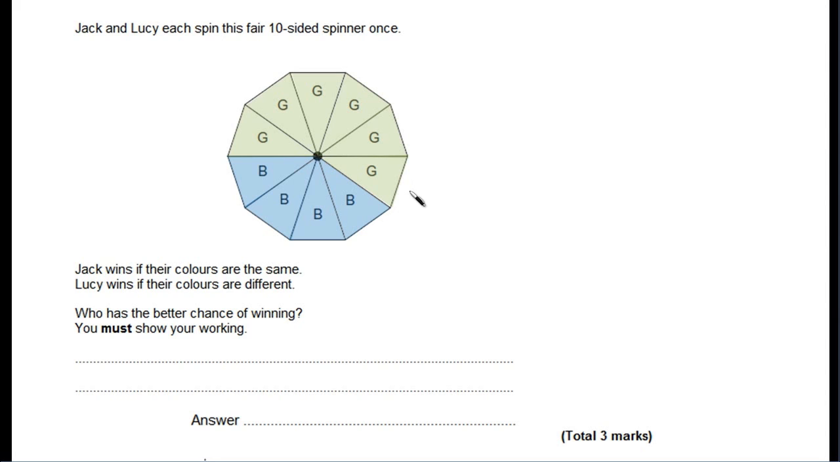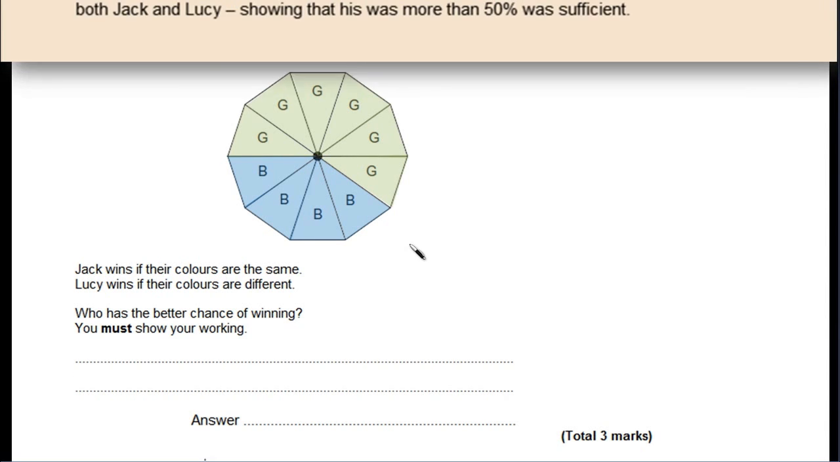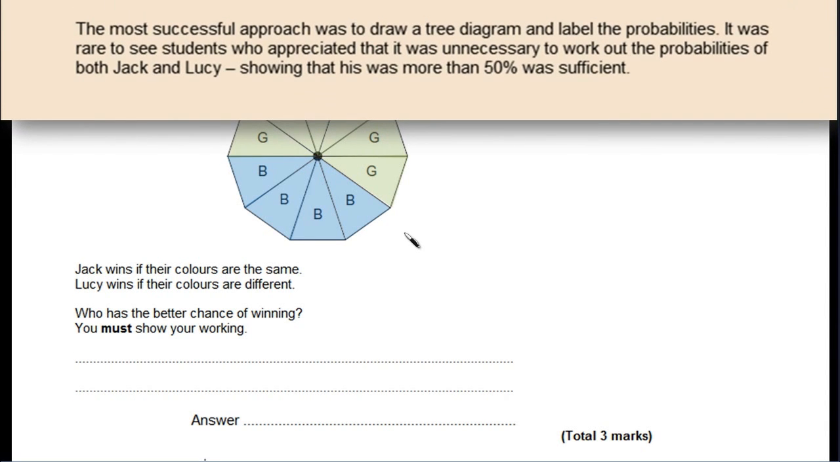Now before we tackle the question, I want to briefly look at the examiner's remarks, and they were quite simple for this question. Apparently the most successful approach, they say, was to draw a tree diagram. This method is to do with labelling all the probabilities and then doing the calculations from there. So that was the most successful approach, but it's not the only one, so we'll have a look at the alternative, which is to look at the whole sample space.